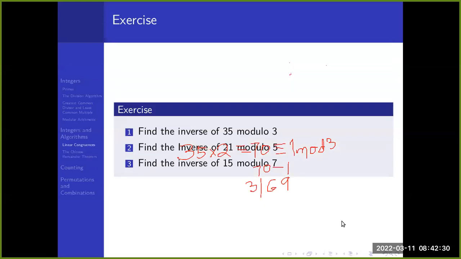So what I'll suggest is that you do these others that are remaining: finding the inverse of 21 modulo 5 and finding the inverse of 15 modulo 7. Solve these as exercises. So can you work this one out? Find the inverse of 21 modulo 5 before we proceed.